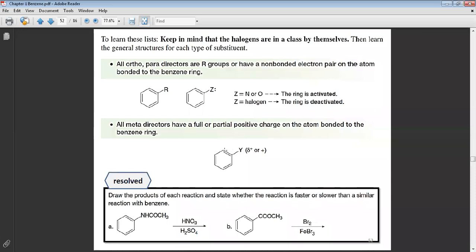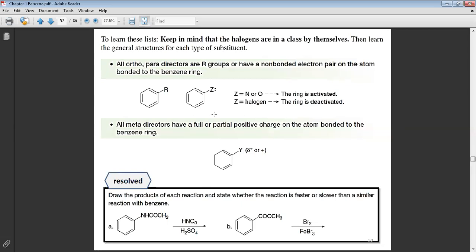That means this benzene ring is directly bonded to the Y atom. Any atom that has a partially positive or full positive charge. This makes it easy for you to memorize the three main families for activation, deactivation, and the orientation groups.